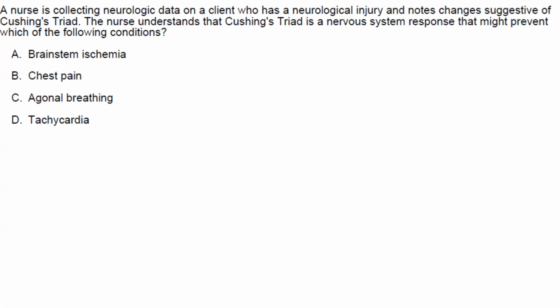A nurse is collecting neurologic data on a client who has a neurological injury and notes changes suggestive of Cushing's triad. The nurse understands that Cushing's triad is a nervous system response that might prevent which of the following conditions? Is it A, brainstem ischemia?